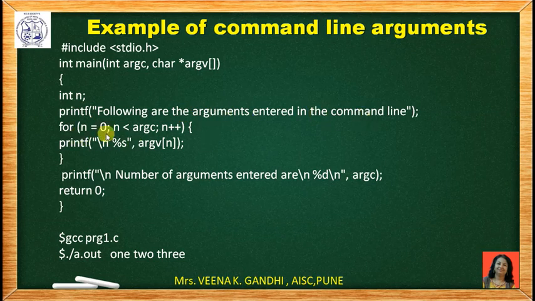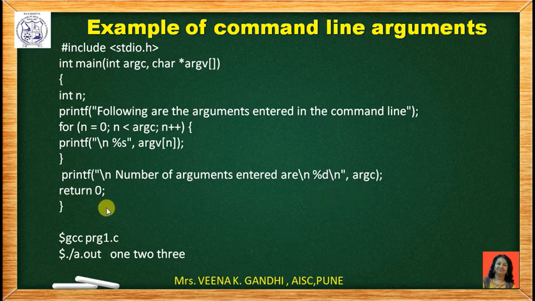So for n equal to 0, n less than argc, n plus plus, then printf "\n %s", argv of n. So we want to print each argument on the command prompt. Then after that printf "Number of arguments entered are %d", argc, and return 0.